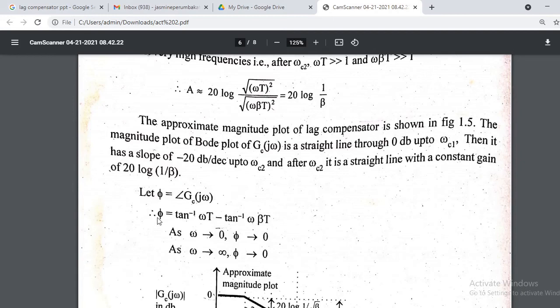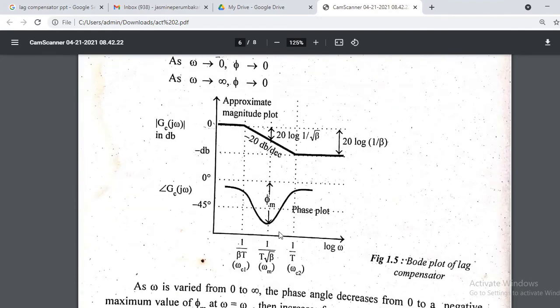Similarly, the phi equation is tan inverse omega t minus tan inverse omega beta t. At omega equal to 0, phi equals 0. At omega equal to infinity, tan inverse infinity is 90 minus 90, which is again 0. So in the phase plot, for lower frequencies the phase is 0, and at higher frequencies also the phase is 0. But between these frequencies the phase changes like this, and at a particular frequency the phase becomes maximum. The frequency corresponding to this maximum phase is called omega m.